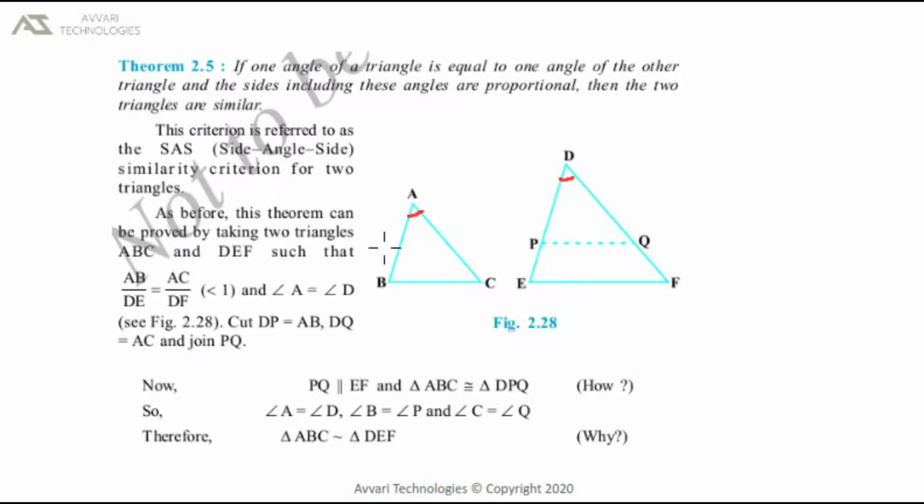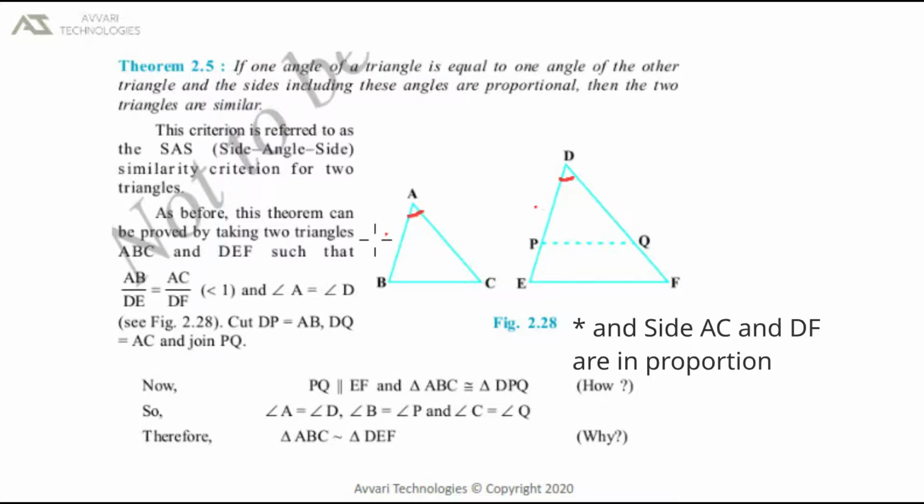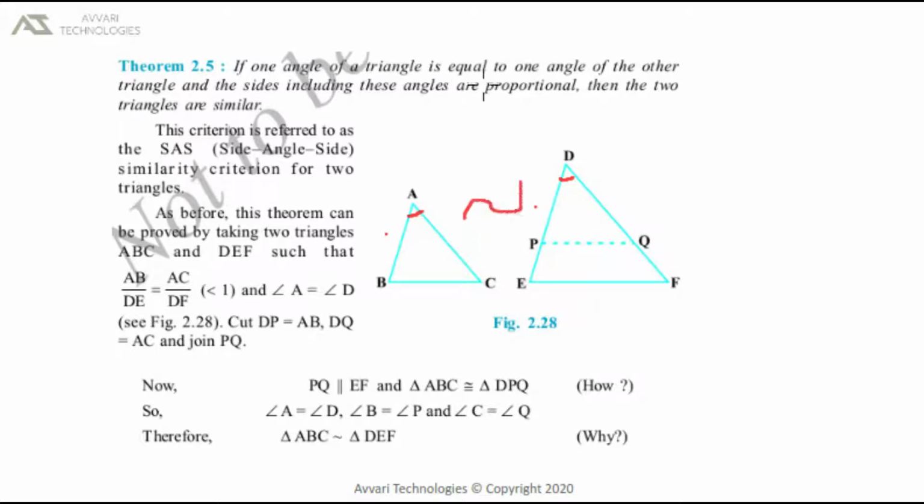The side AB is proportional to side DE of another triangle. If these two sides are in proportion, then these two triangles are similar. Now let us prove the statement.